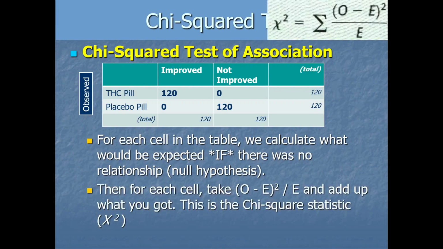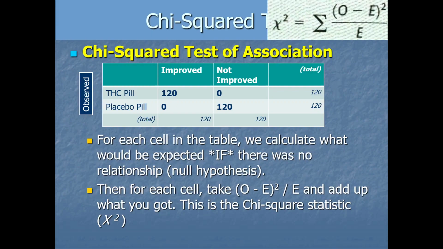Then for each cell in the table, you're going to take the observed score, so what we actually found, what's in our table up here, and subtract out the expected score. Then you square that and divide by the expected score. Then you just add that up. Whatever you got for that cell, you add that up for all of your cells. So for the 4 cells of our table here, you would add up whatever you got. And then that is your chi-squared statistic.